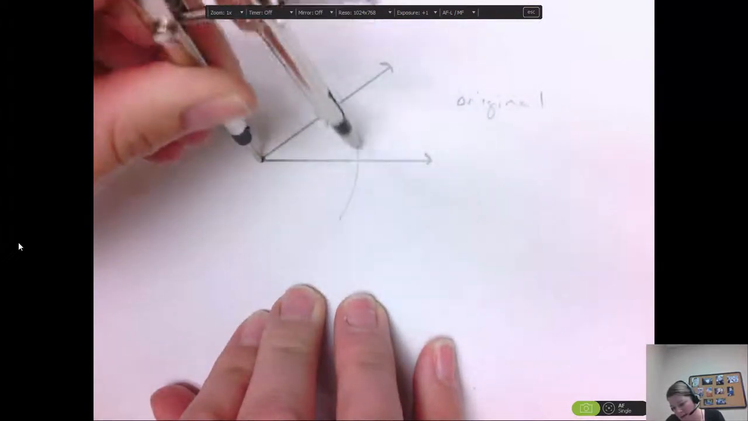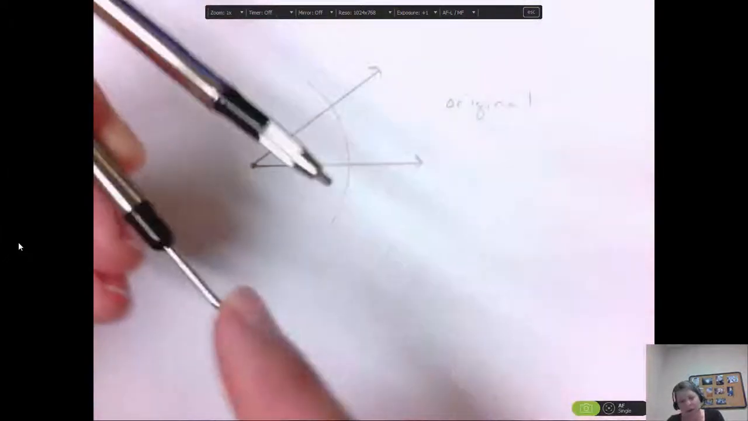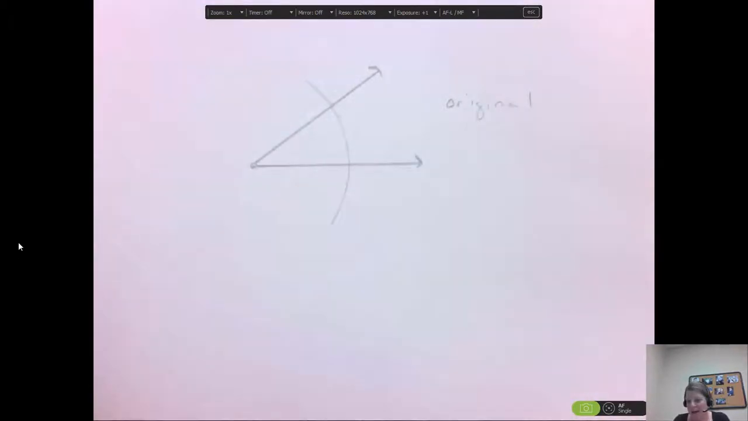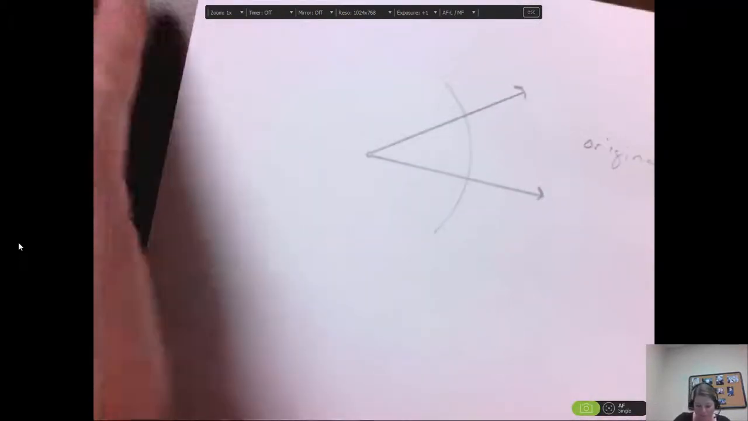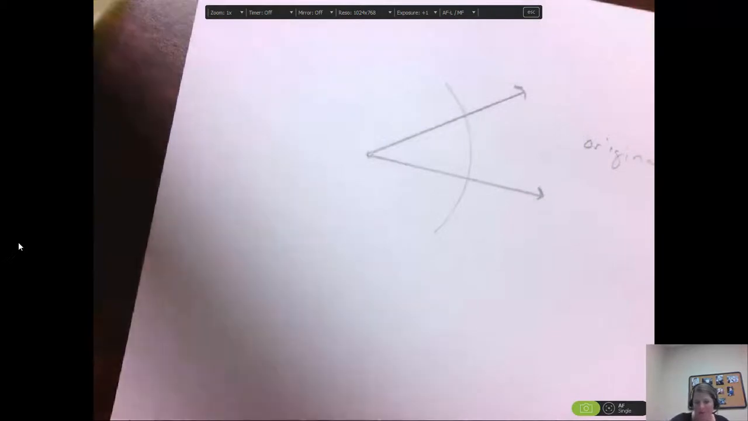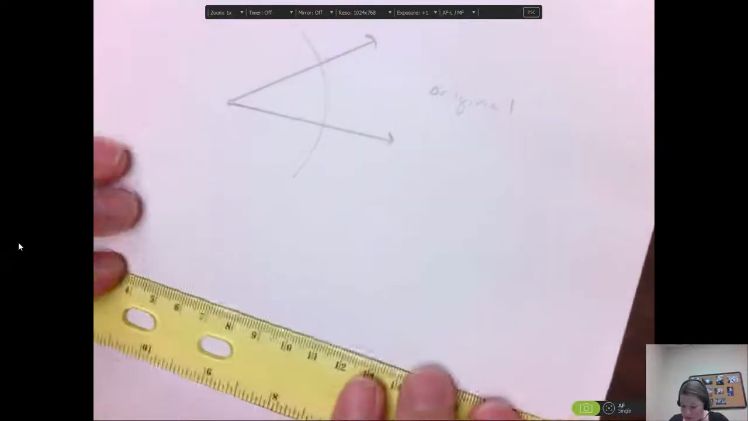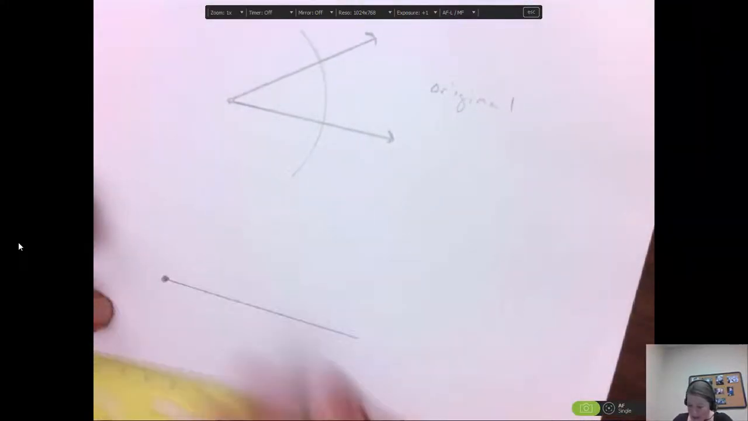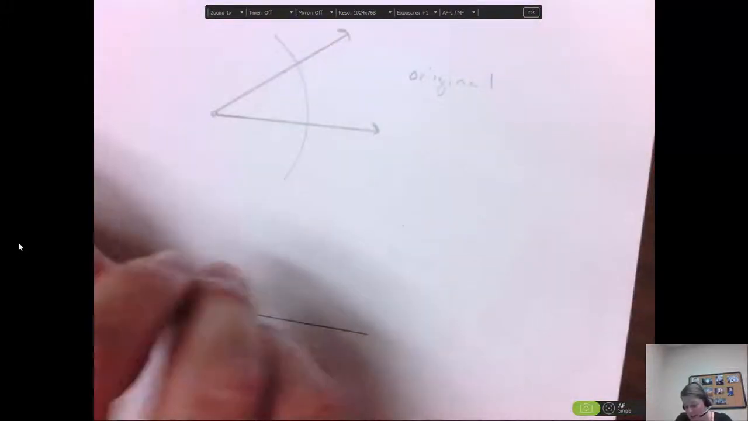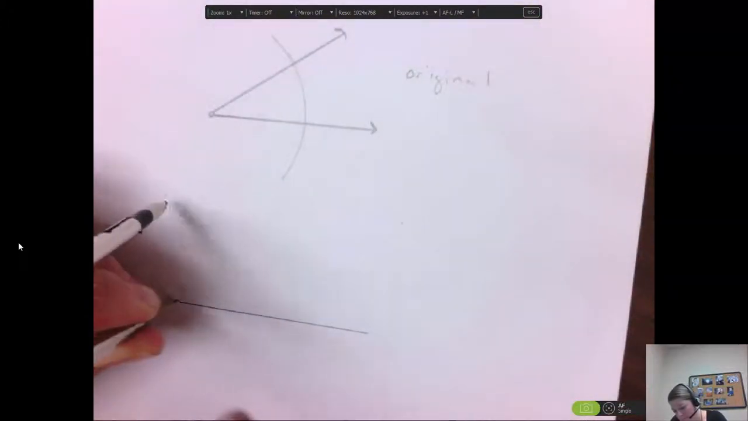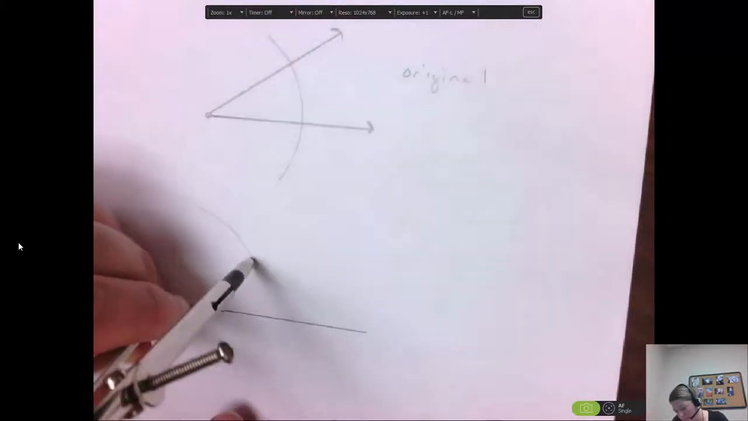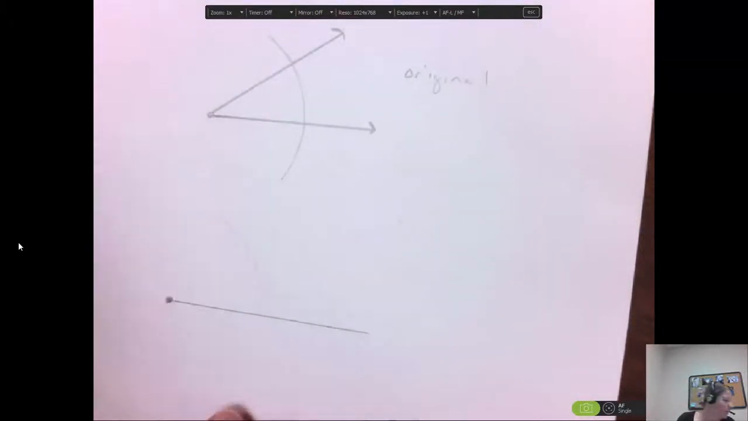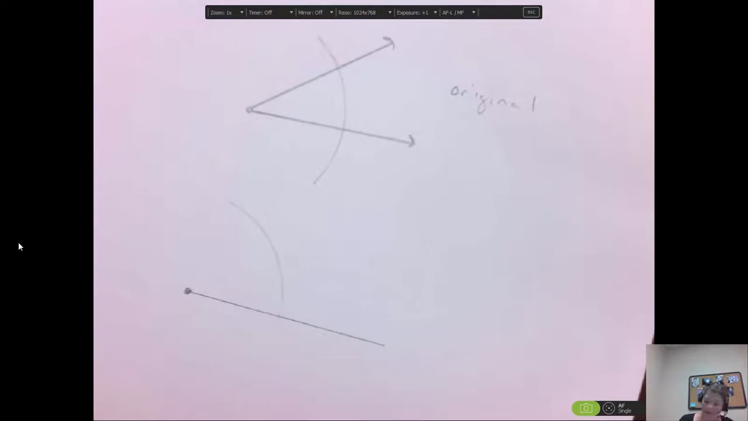Doesn't matter what distance you have on here, you just need some distance to go out. Then I'm going to go down and construct my congruent one. I'm going to start with just a random line, and I'm going to call this the vertex. I'm going to take this same distance I left it at and make another arc. All right, so here I am. I've got this arc, and I have that same distance.